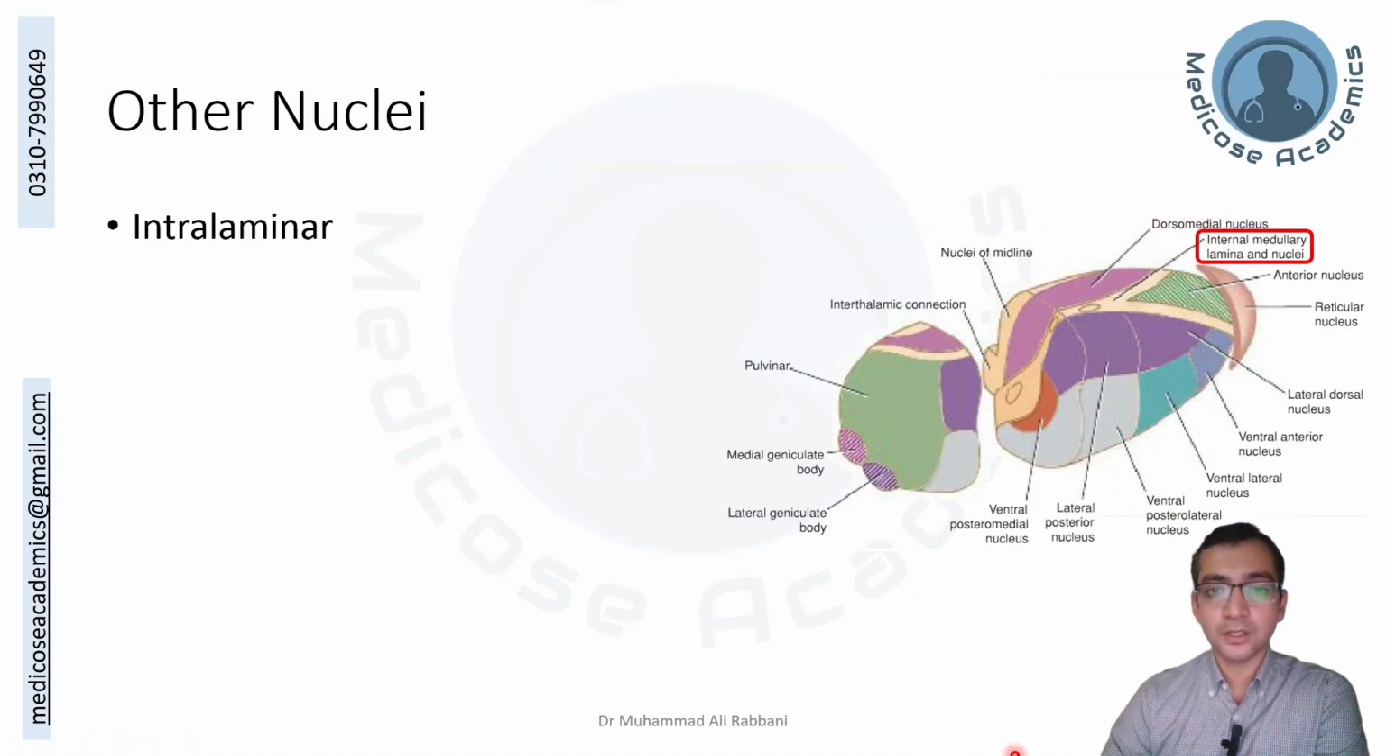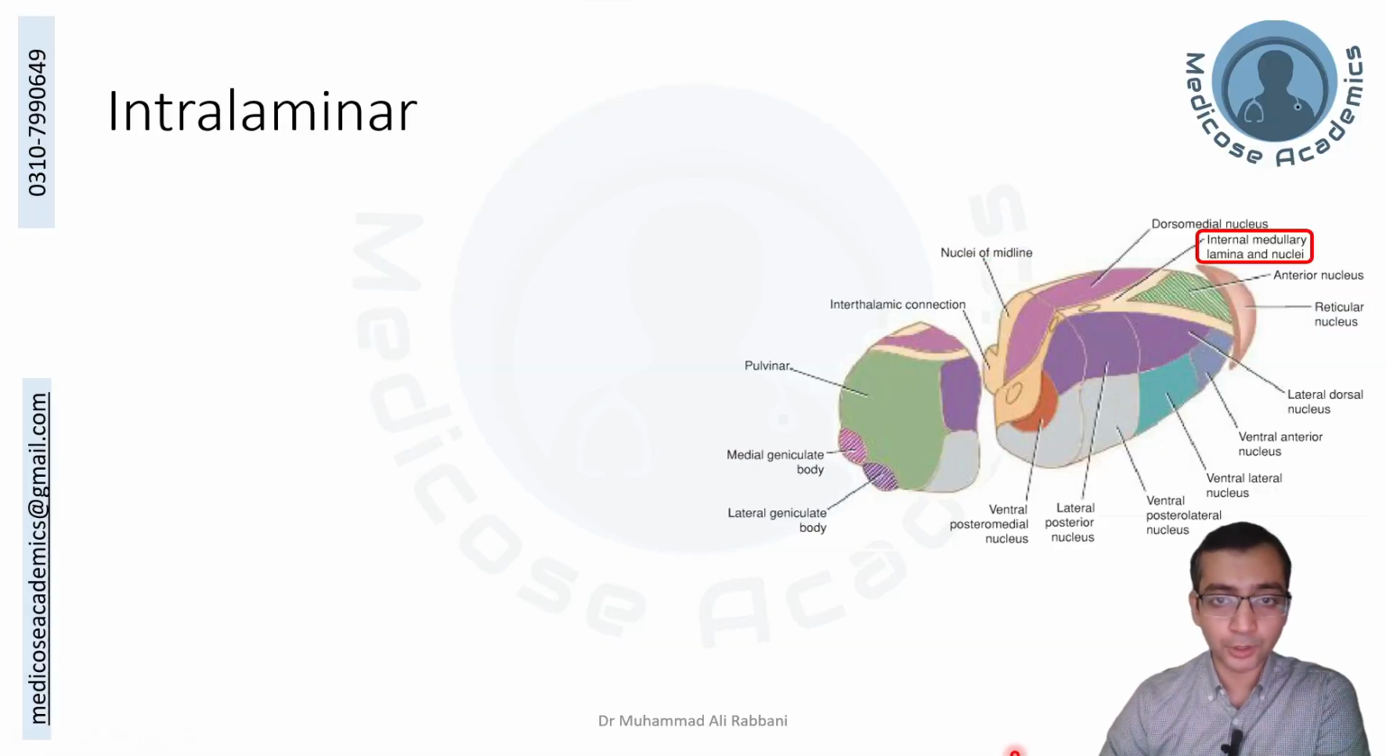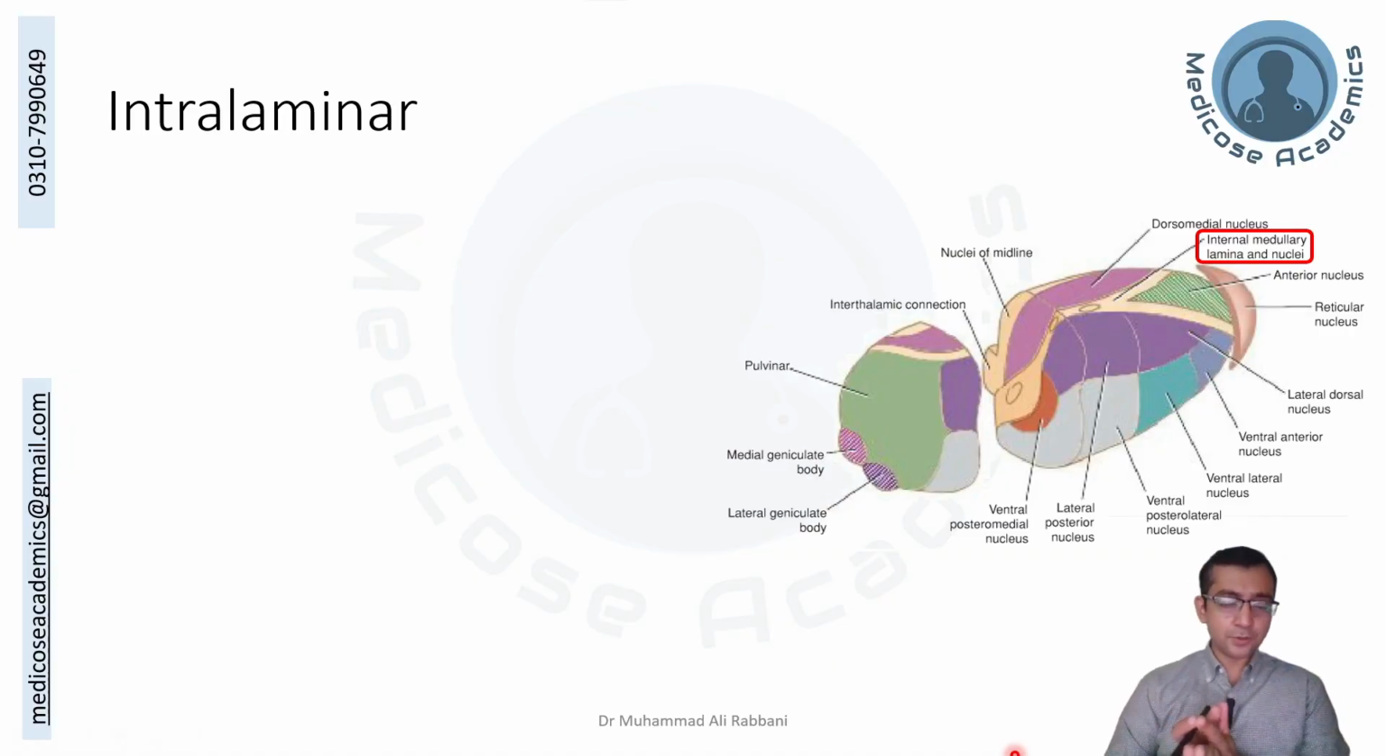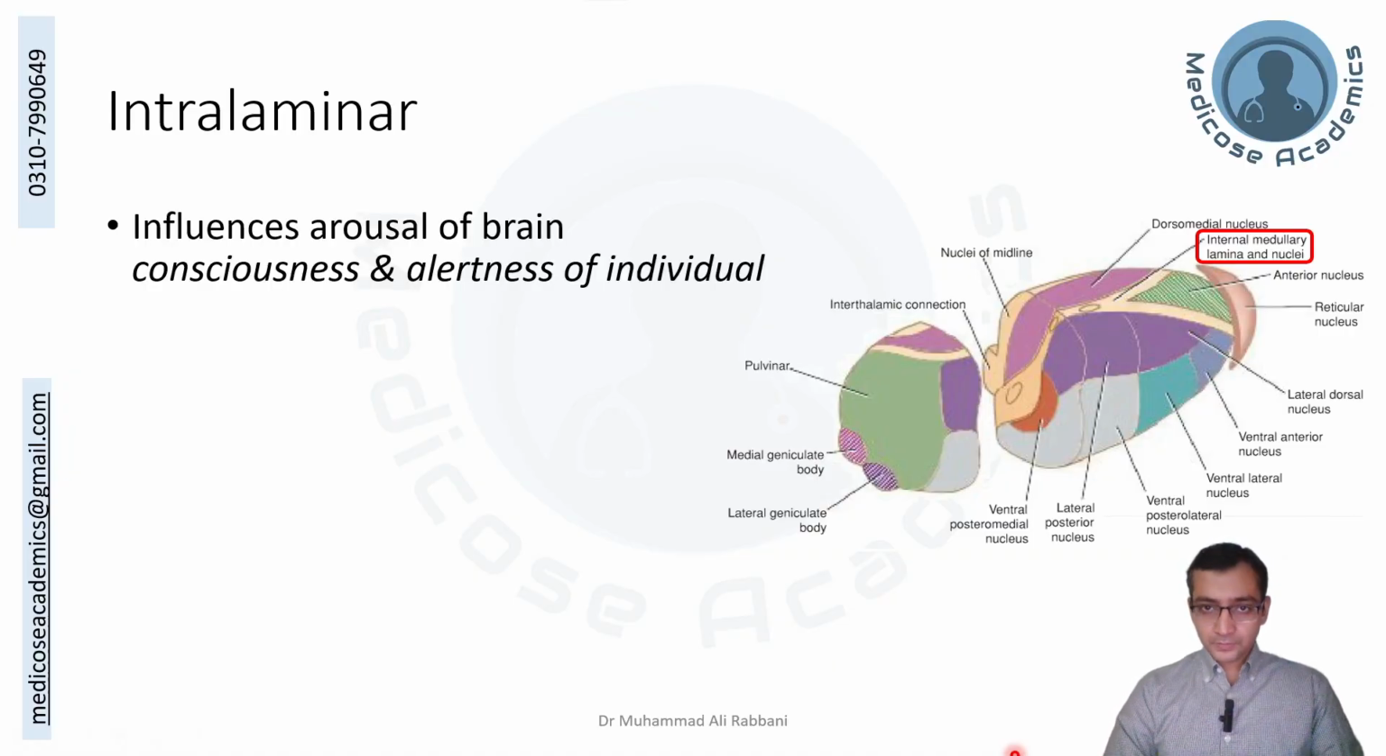Other nuclei that are present are the intralaminar nuclei, the midline nuclei, and the reticular nuclei. The exact functions and connections are very vague for these nuclei, but the major role that can be given to the intralaminar nucleus is sending the signal up to the cerebral cortex, to the different parts of the cerebral cortex, to keep it awake, to keep it conscious, to keep it aware, to keep it alert. If that nucleus is not functioning, the brain goes to sleep.